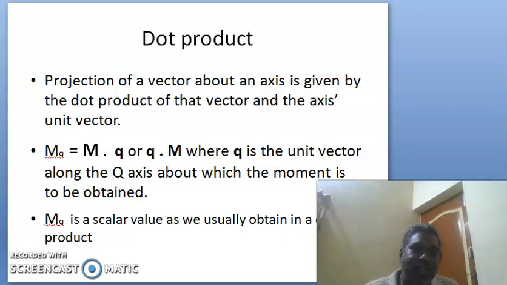Since this is a dot product, this Mq is not a vector, it is a scalar. Dot product, in other words, is referred to as scalar product. So this Mq, a scalar value, is obtained by the dot product of two vectors, out of which one is a unit vector, which is the axis direction. Since the dot product is commutative, it is M dot q or q dot M. This is what we obtain about that axis when we know the moment about a point.